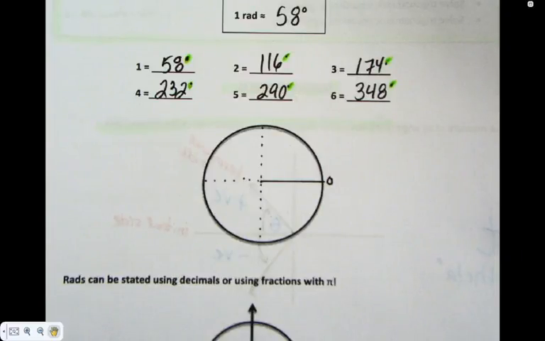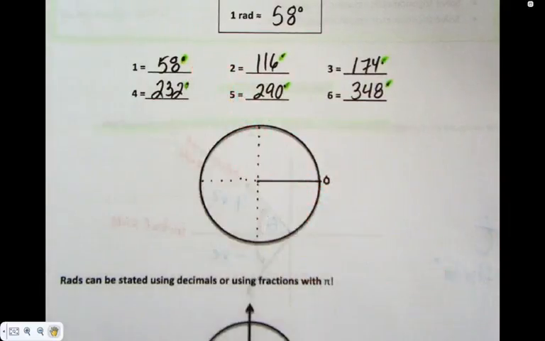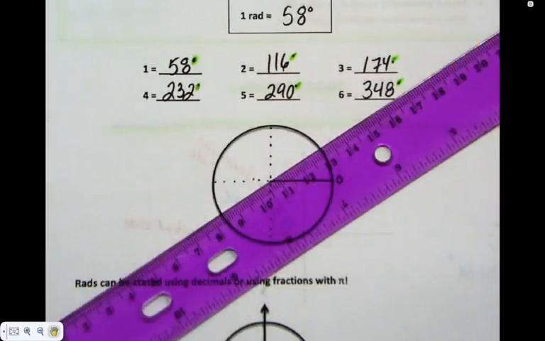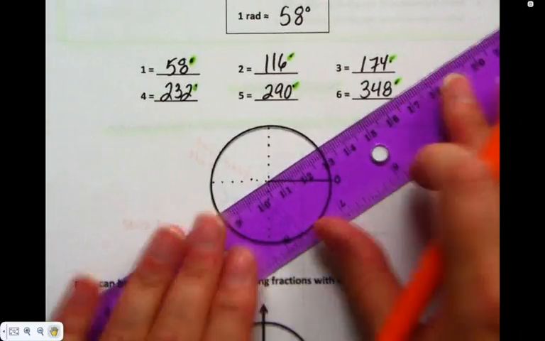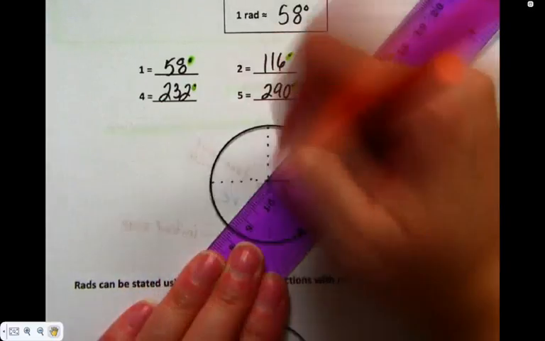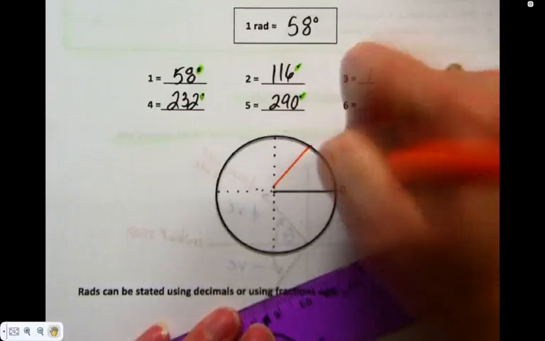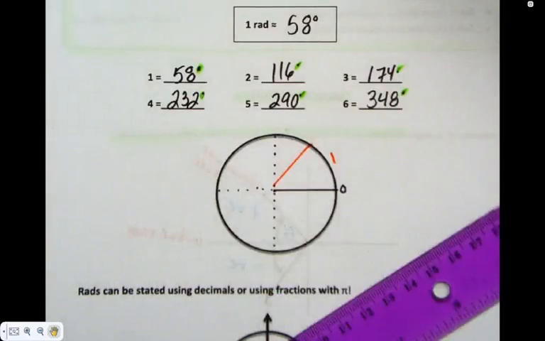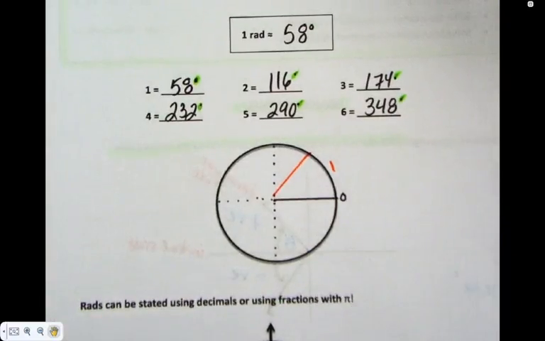Okay, so for example, I'll do the first one for you. We know 1 radian is approximately 58 degrees. So I would probably start by going to 45, which we know is halfway. Do I need bigger or smaller? Okay, so I'm estimating approximately where I think 58 is. There is 1 radian measure. I want you to show me all 6 around the circle.